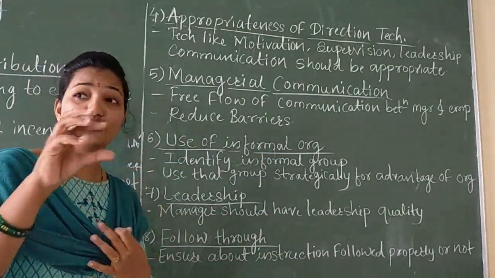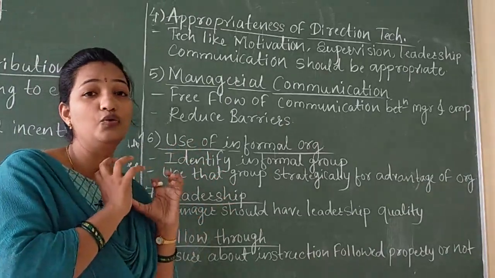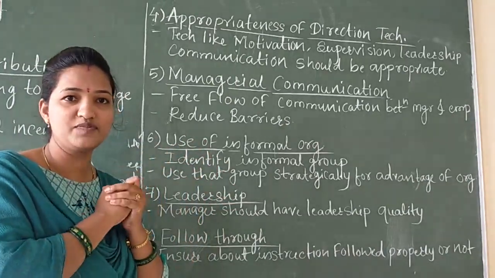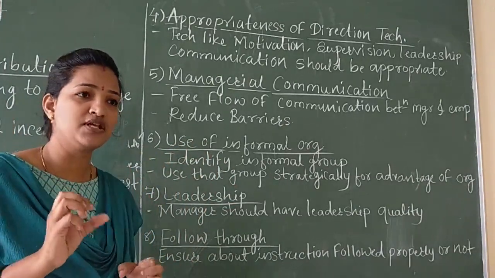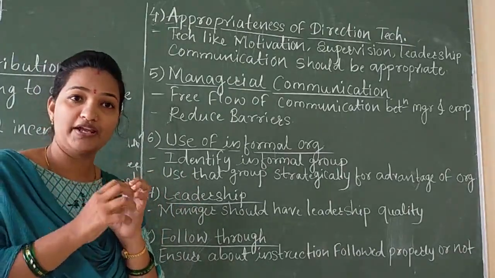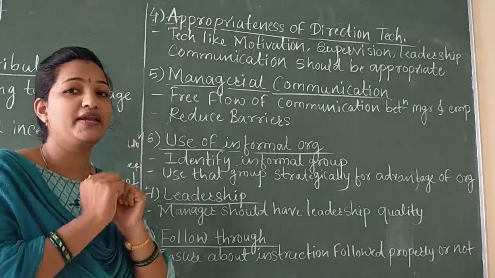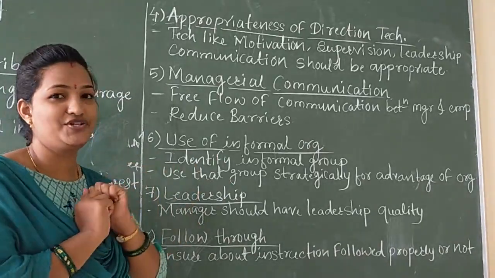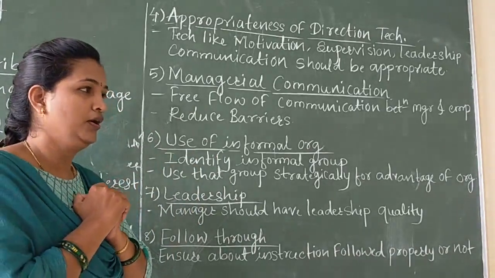Okay. So use that group. The manager should identify that these 10 people form a group, and they have friendship among themselves. The manager should identify how many such groups there are, and by identifying those groups, use them for the benefit and advantage of the organization. How can you take an example?